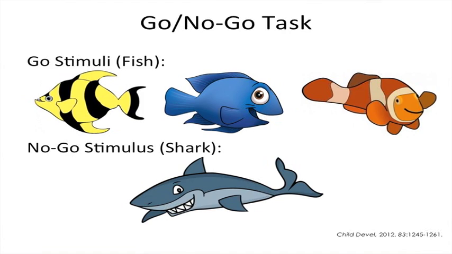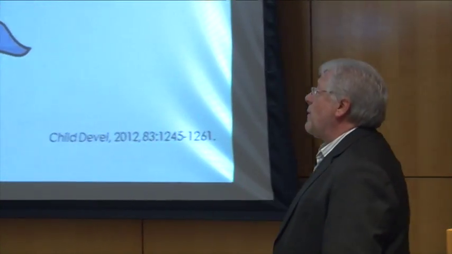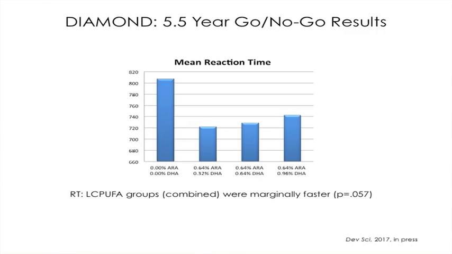This was the task, basically. They sat in front of a computer screen and were presented with fish, and they were told, every time you see a fish, hit the space bar. That's a go. But don't press if you see a shark. They had to inhibit that response. And so what we're really interested in is the difference between their brain responses to go and no-go. The 3 supplemented groups were marginally faster.